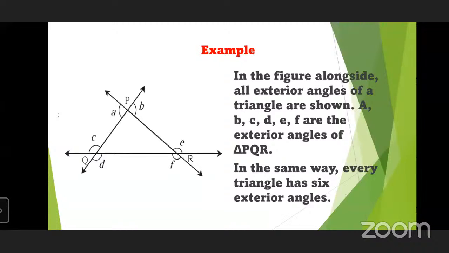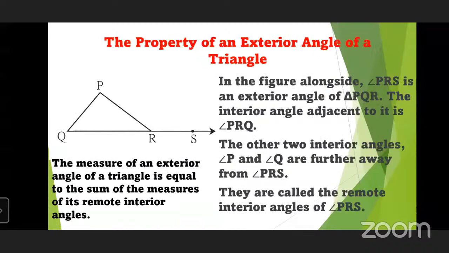Now, if we extend every side of a triangle, we get 6 exterior angles, right? Angle A, angle B, angle C, angle D, angle E, and angle F, while our triangle is PQR. So we got 6 exterior angles. Now let's check the property of an exterior angle.